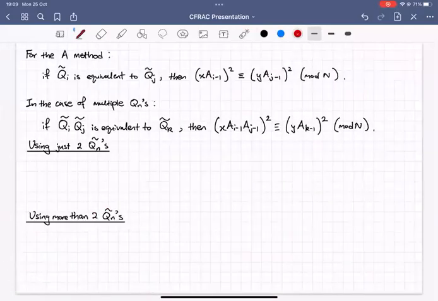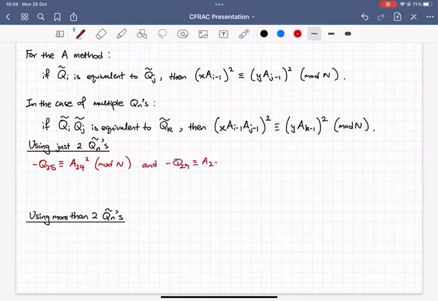And there are less things to calculate. So you have minus Q25 congruent to A24 squared mod n, and minus Q29 congruent to A28 squared mod n. And so, because we already know that Q25 and Q29 are the same, this means A24 squared is congruent to A28 squared mod n. And we have another instance of the theorem.